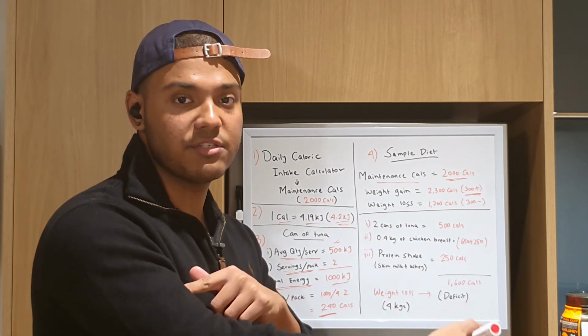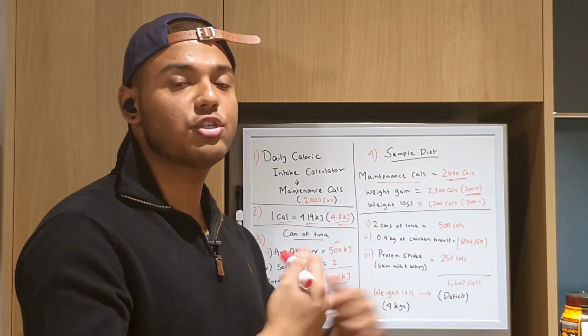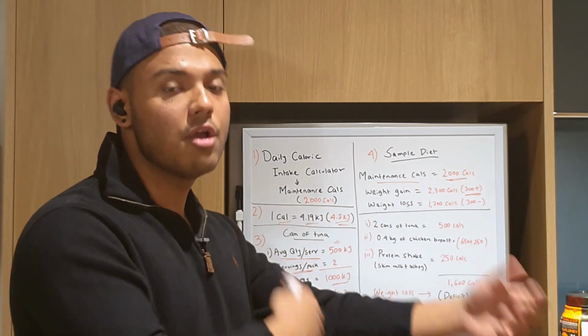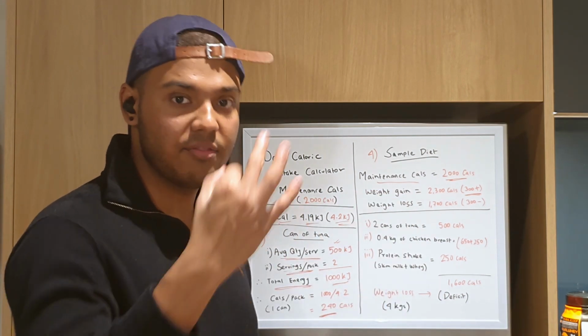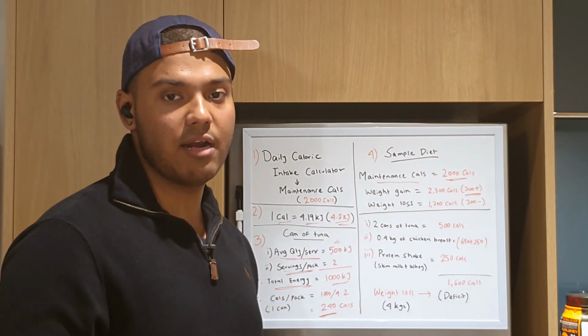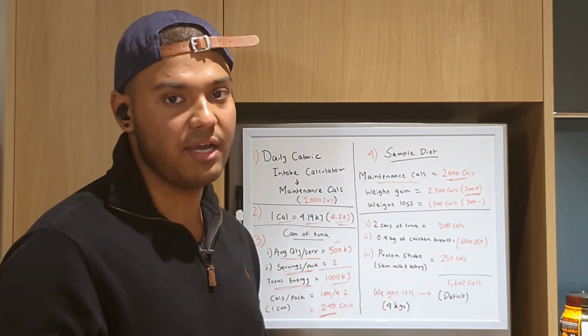And if you're cutting on a caloric deficit greater than 300 calories, your body will start to eat away at your muscle because your body needs energy. So if you want to preserve your muscle, don't go at a greater caloric deficit than 300 calories. If you're bulking, don't go over a 300 calorie surplus, or else you'll just keep adding fat.